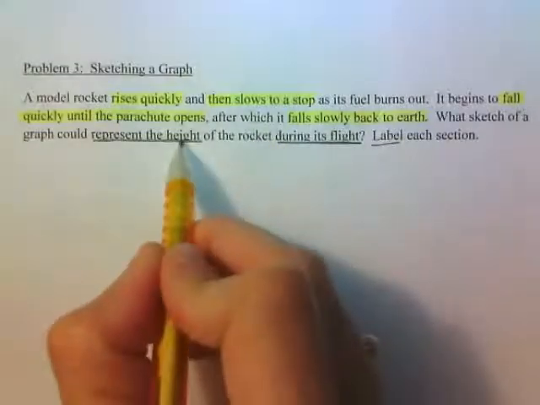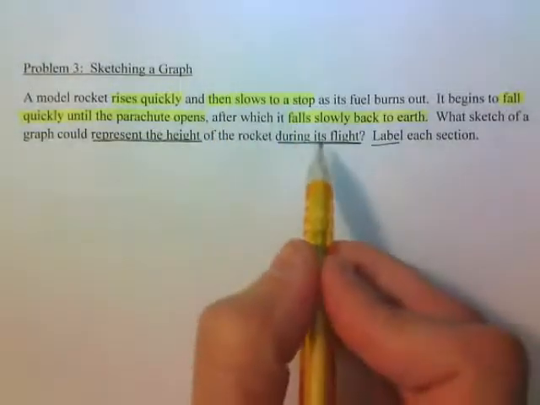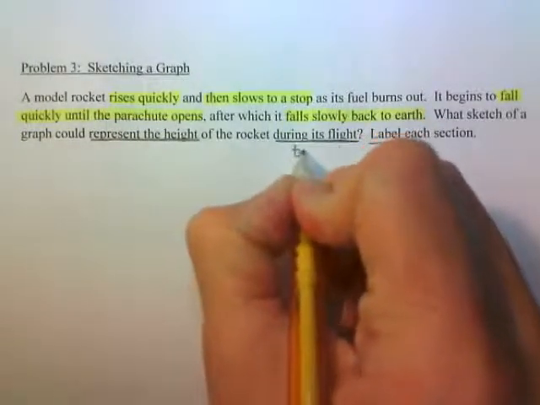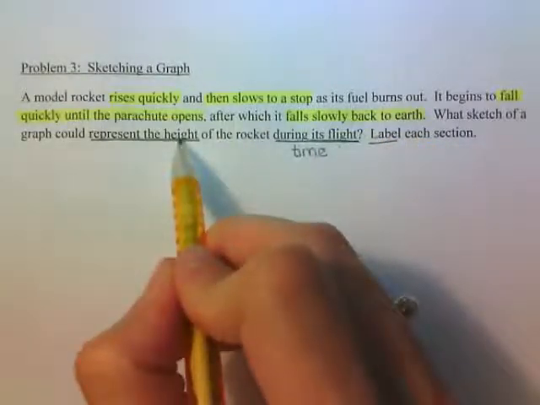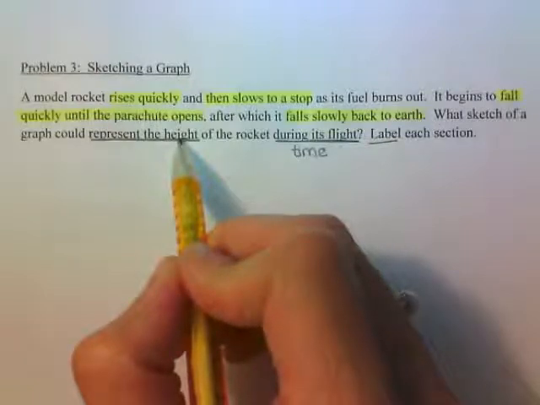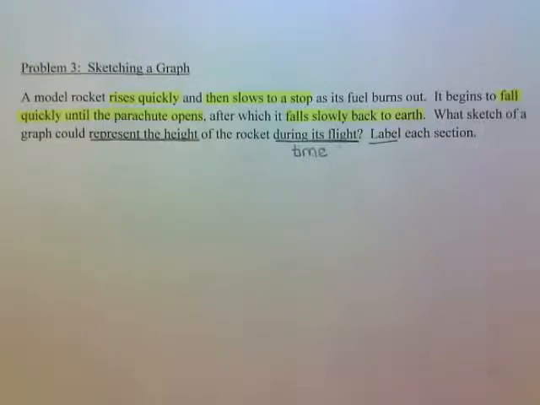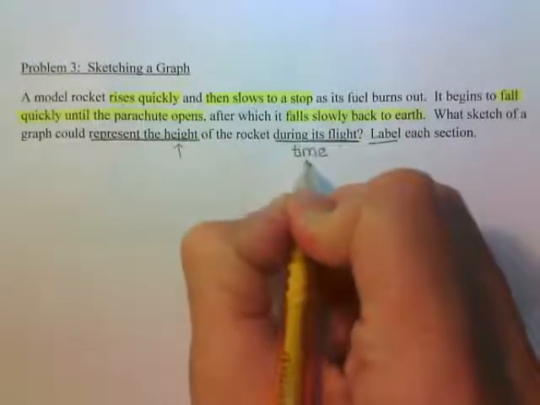Now height, okay, we're talking about going up, stopping, coming back down, but during its flight is indicating time. Over time, how high does this rocket get, and what's it look like when it starts falling back to Earth? And then we need to make sure we label each section. So our variables are going to be height of the rocket and time.